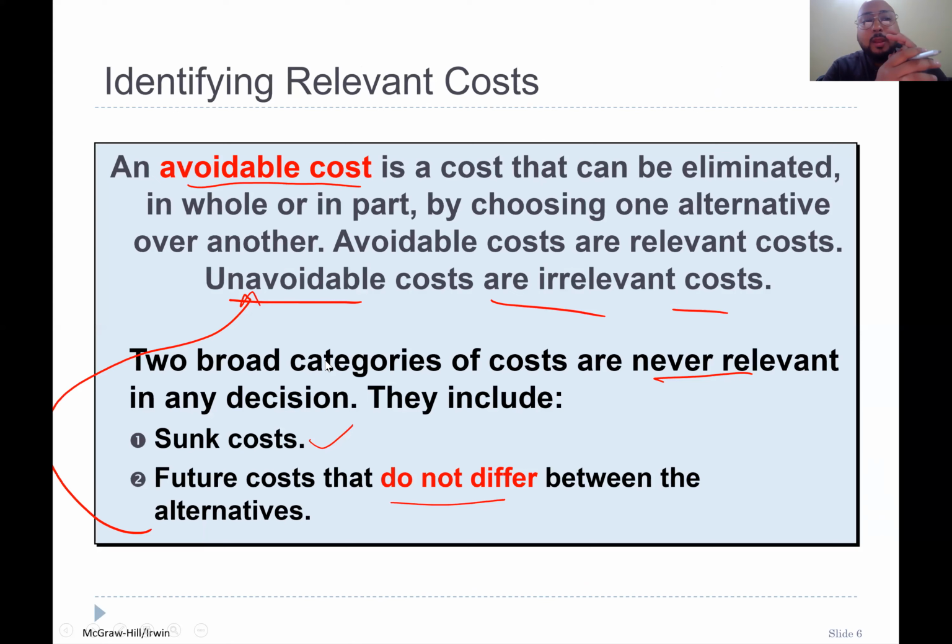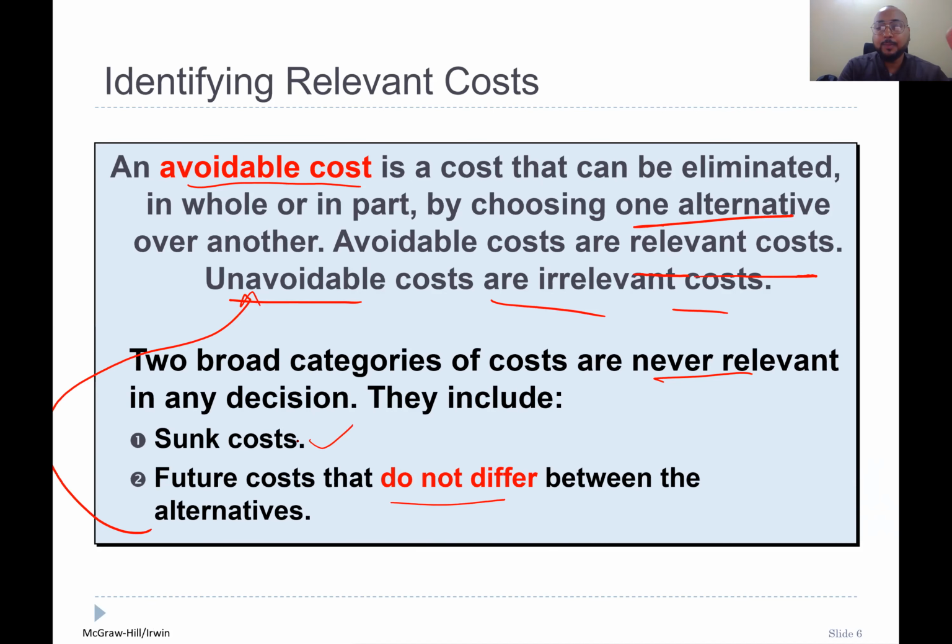So an avoidable cost is a cost that can be eliminated in whole or in part by choosing one alternative. So avoidable costs are relevant costs. The other name of relevant cost is avoidable, right? Unavoidable costs are irrelevant, right?